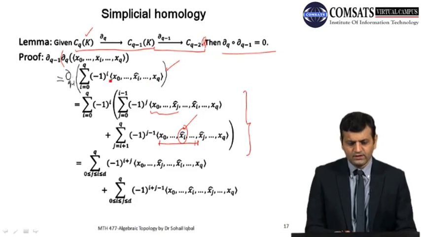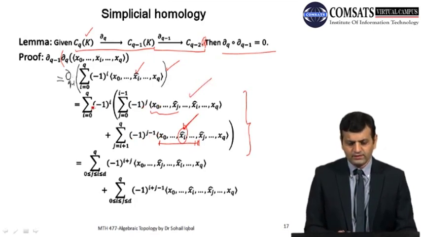Let me say it again. Why are we imposing this condition? According to the definition, the boundary has minus 1 raised to power i when you remove x_i. When you remove x_j you get minus 1 raised to power j, and when j is less than i there is no problem, we are applying the definition. But when j is greater than i, there are not j vertices before x_j, there are j minus 1 vertices before it, because we have already removed x_i. So that's why we should get minus 1 raised to power j minus 1.